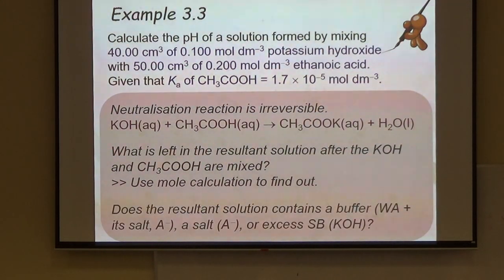And the three situations are these. Either the weak acid is in excess, and therefore you have the weak acid plus the salt. That's the first situation. Or they can completely react with each other, so all you have is the salt. Or you can have the strong base, the KOH. So these are the three possibilities.